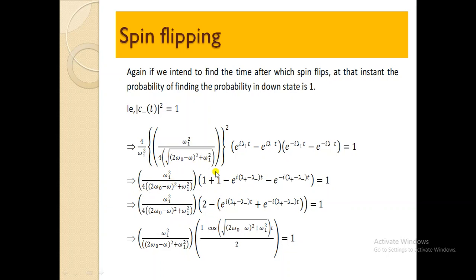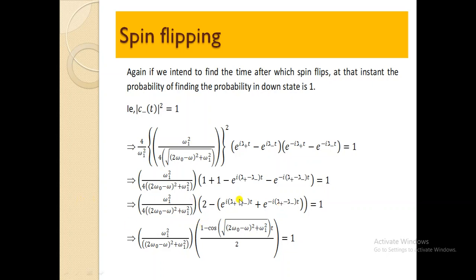Again solve this previous front term, I have kept as it is: 1 plus 1 is 2, minus e to the power i(λ+ minus λ−)t. What happened down there? The minus has been taken outside as common, so this became plus. Okay, and this term looks like the form e to the power ix plus e to the power minus ix, which is equal to how much? 2 cos x, or not?